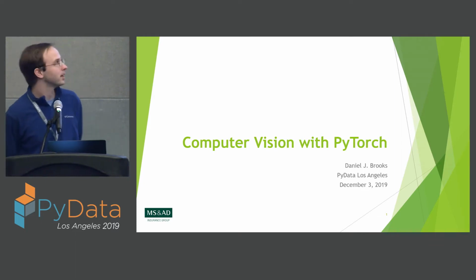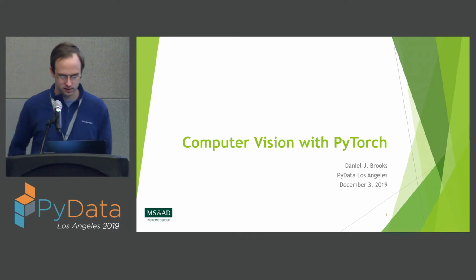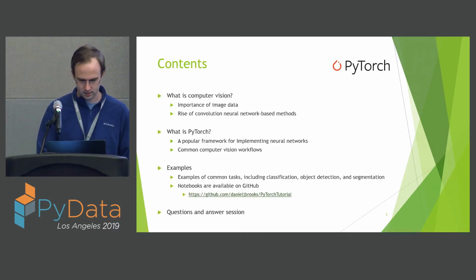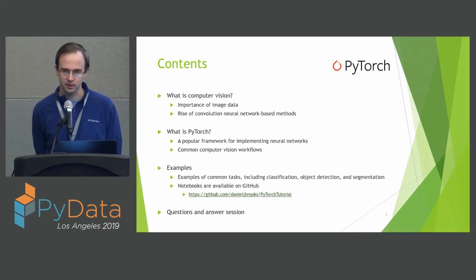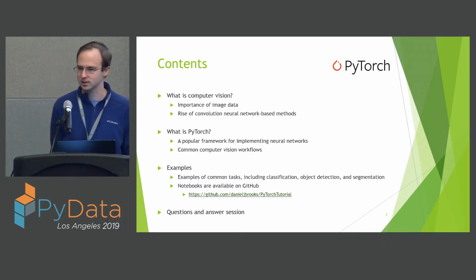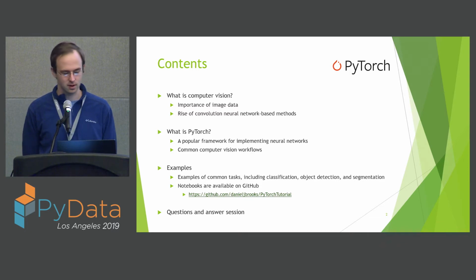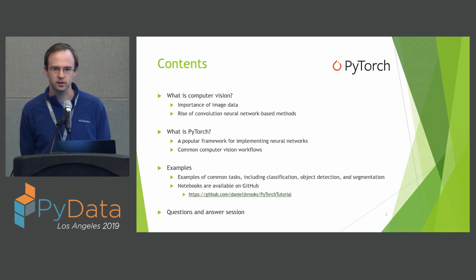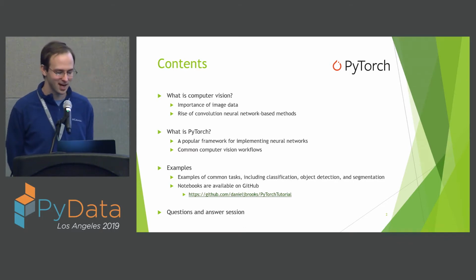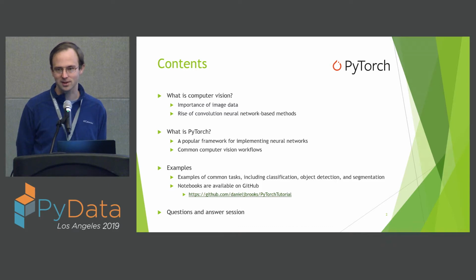Today I'm going to be talking about computer vision with PyTorch. I'm going to start off by talking about what computer vision is. Generally speaking, computer vision is the process of extracting patterns from images. Performance on computer vision tasks has increased dramatically in recent years with the rise of convolutional neural networks.